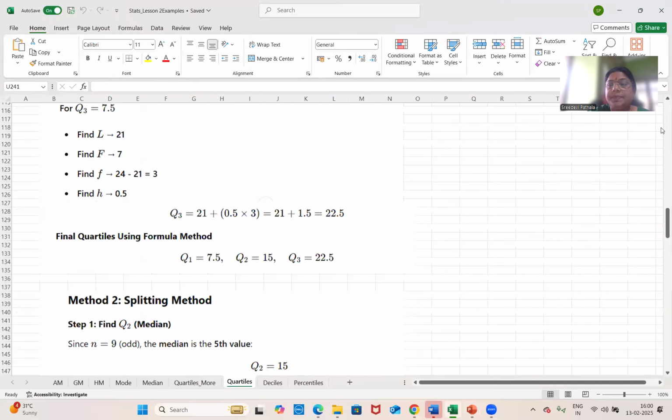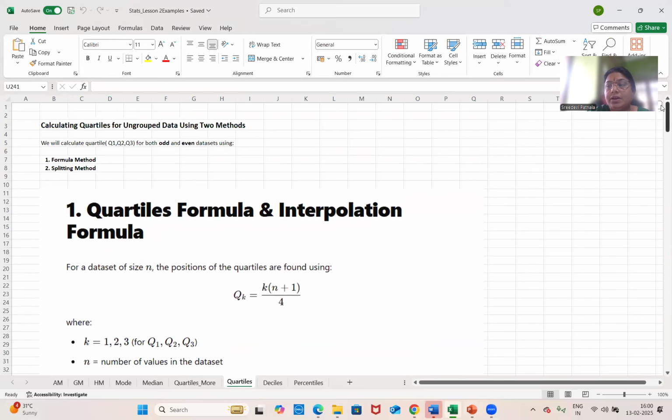There are generally two methods to calculate quartiles. One is the formula method, and one is the split method. The split method is used if the data set is small, with 10 or 12 values maximum. If you have a data set of 100, it is very difficult to split into 50-50 and divide, multiply upper and lower. So if the data set is small, go to the split method; otherwise, use the formula method.